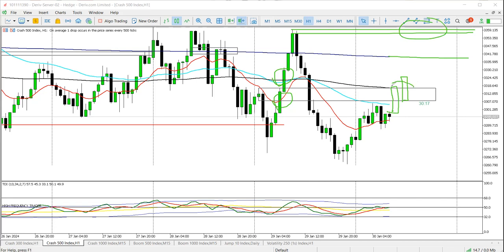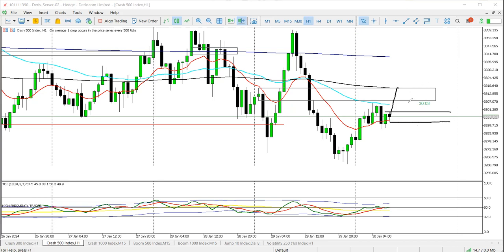But if we get nice rejections on this area, same thing. We'll just simply look for our pattern. We'll drop down to M15, allow price to tap into this area, look for our order block on the left-hand side, then look for a safe entry for a sell to the downside.